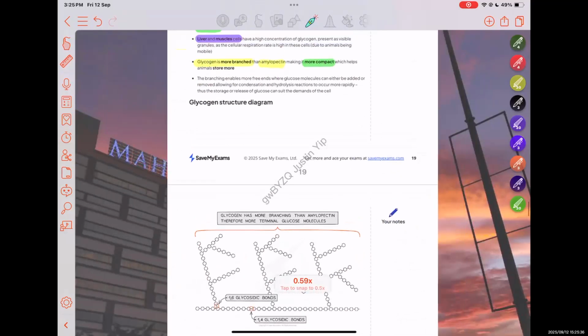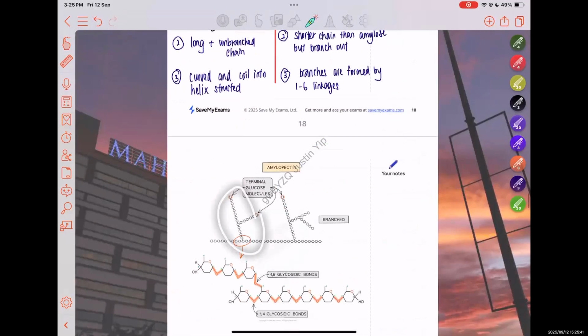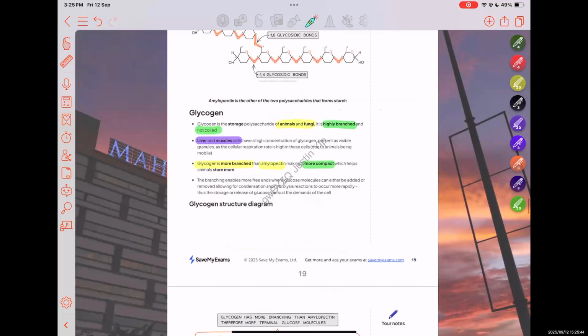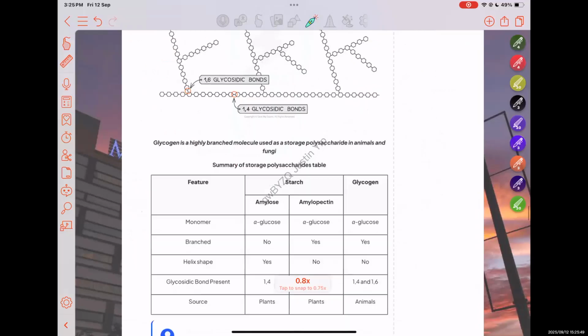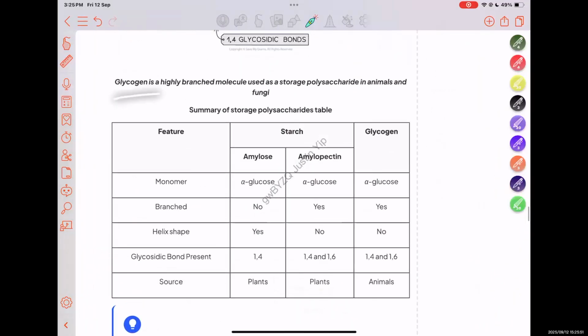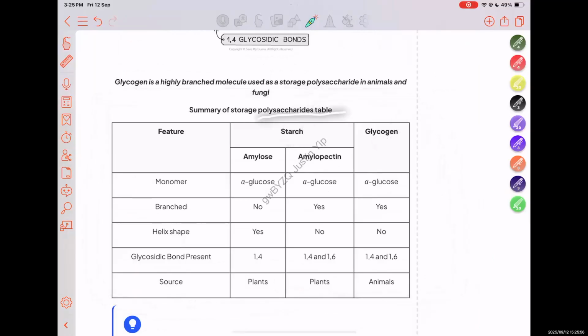And in their structure, you see, they have a lot of branches compared to amylopectin. They can branch everywhere. So this is the summary of the features of starch and glycogen. You see, both starch and glycogen are formed by alpha glucose. This one is important. Amylose is not branched, amylopectin is branched, glycogen is branched. And they will form something called a helix shape.